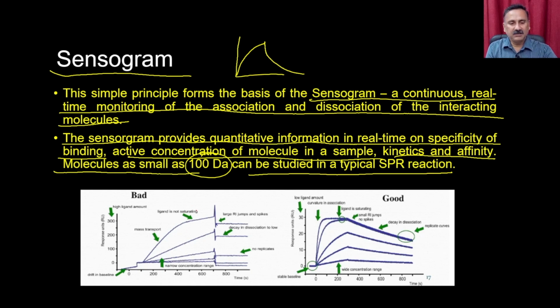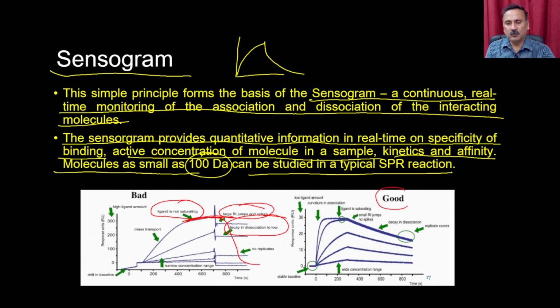One of the major reasons why this is a bad quality sensogram is that the ligand is not saturating. It is not showing you a plateau, right? It should show you a plateau, and then it should show you a decline. And it is also going to show you a lot of spikes, and it has a decay in dissociation and so on. Because of that, this is a bad quality sensogram. It's not going to give you accurate values for the KD values and other kinds of parameters.